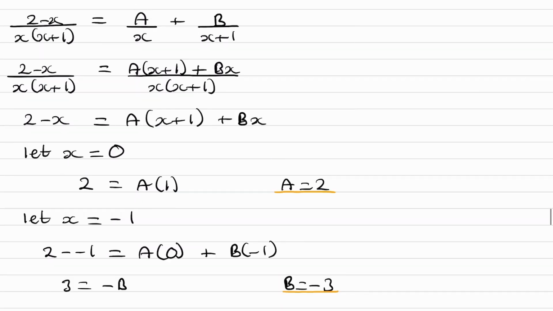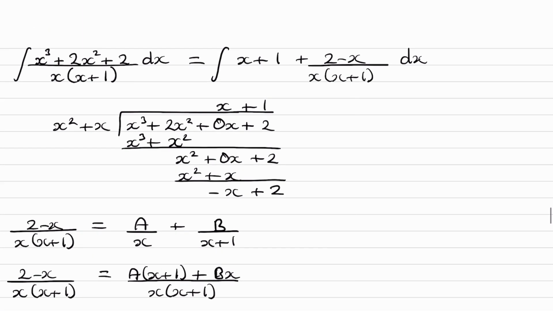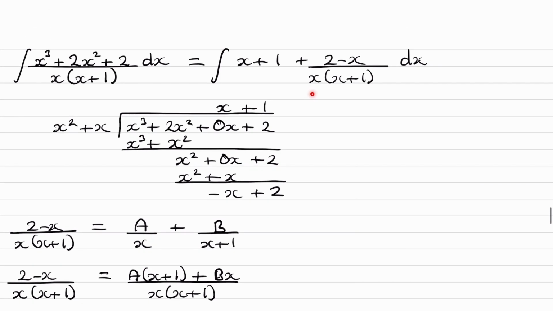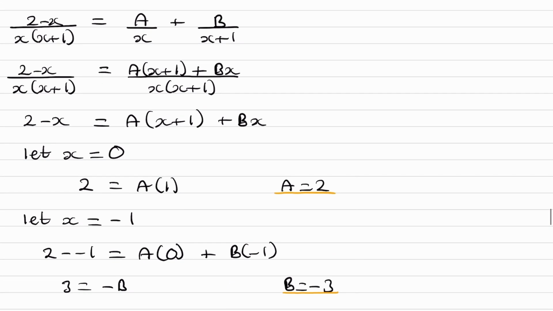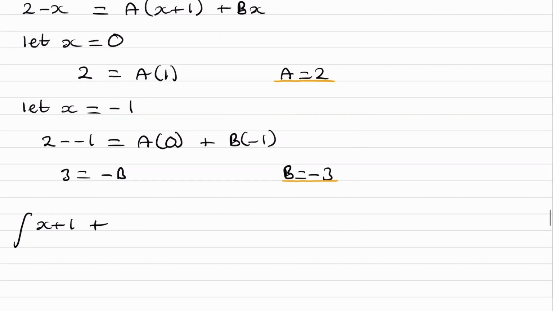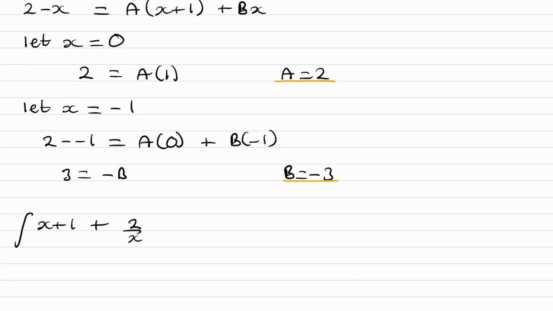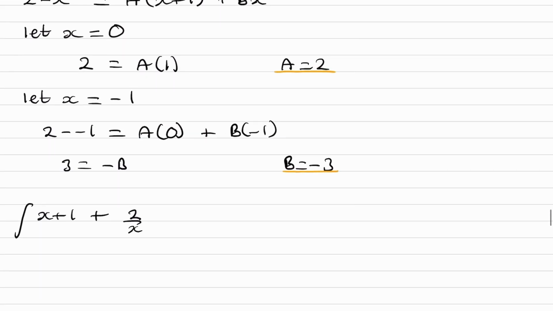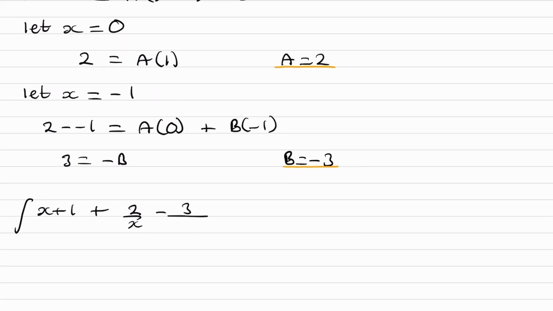So let's go back up to our integral, which was up here. It starts off with the integral of x plus 1, and then we have this fraction here, which we rewrote as a over x plus b over x plus 1. So a is 2, so it will be plus 2 over x, and then b was minus 3, so that will be minus 3 over x plus 1. And now we can integrate.